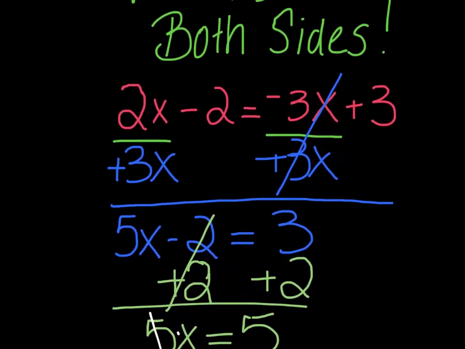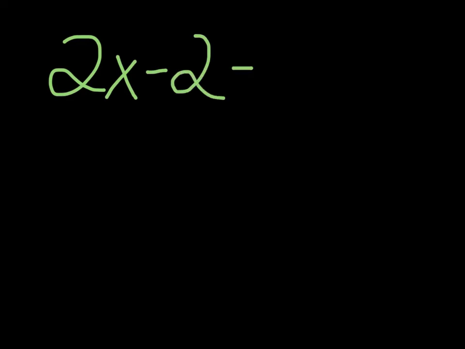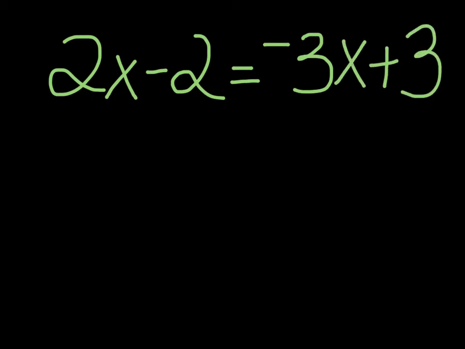Now if I wanted, I could take that very same equation and move all of the variables to the right side of the equation instead. I'm going to very quickly show you how that would work. So 2x minus 2 equals negative 3x plus 3. So we are now just looking at the same equation that we had before.